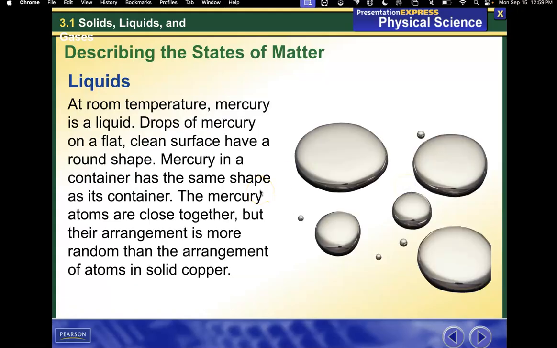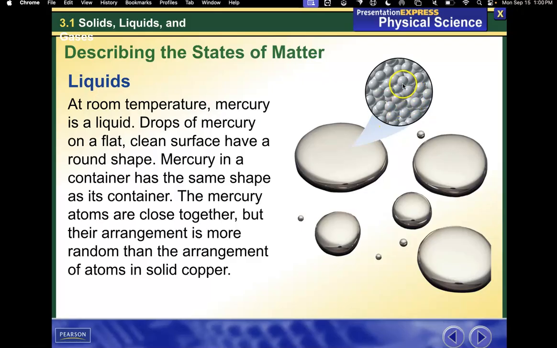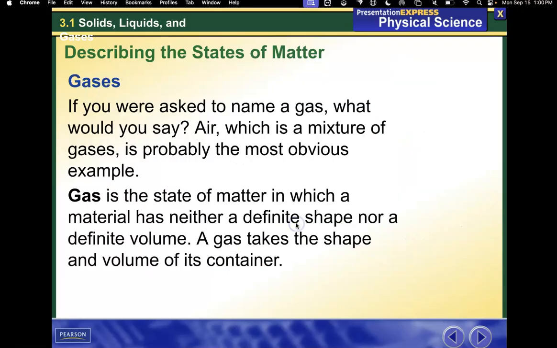At room temperature, mercury is a liquid. Drops of mercury on a flat, clean surface have a round shape. Mercury in a container has the same shape as its container. The mercury atoms are close together, but their arrangement is more random than the arrangement of atoms in solid copper. As you can see, this is going to be the arrangement. They're going to be kind of like flowing, if you will.